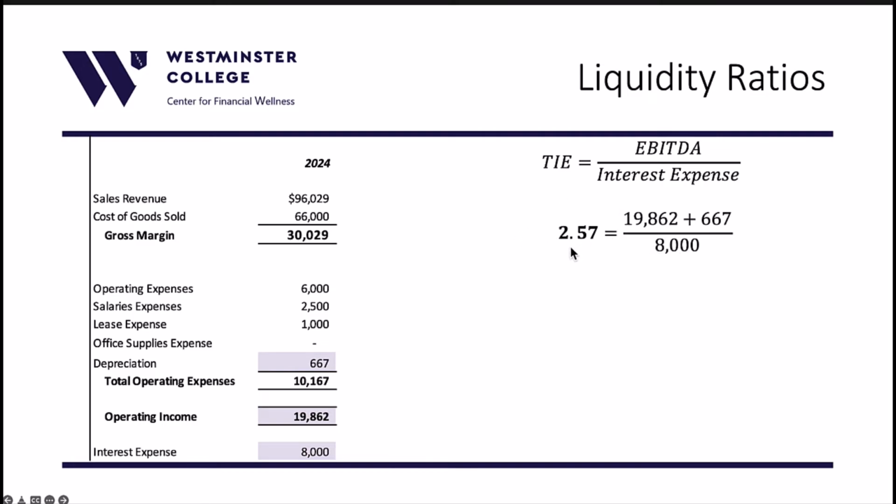So for this company, we actually have a tie ratio of 2.57. That means for every dollar of interest they're having to pay, they have $2.57 of EBITDA, or operating income adjusted for depreciation.